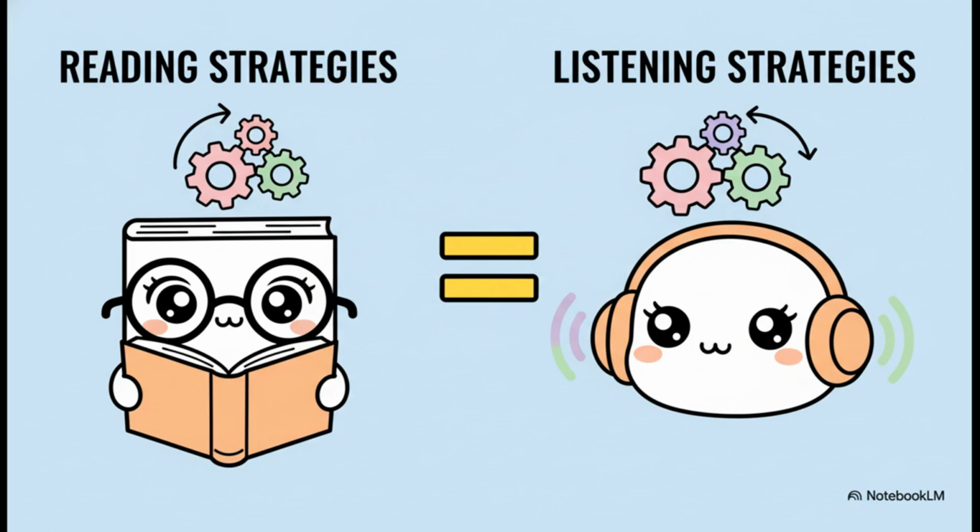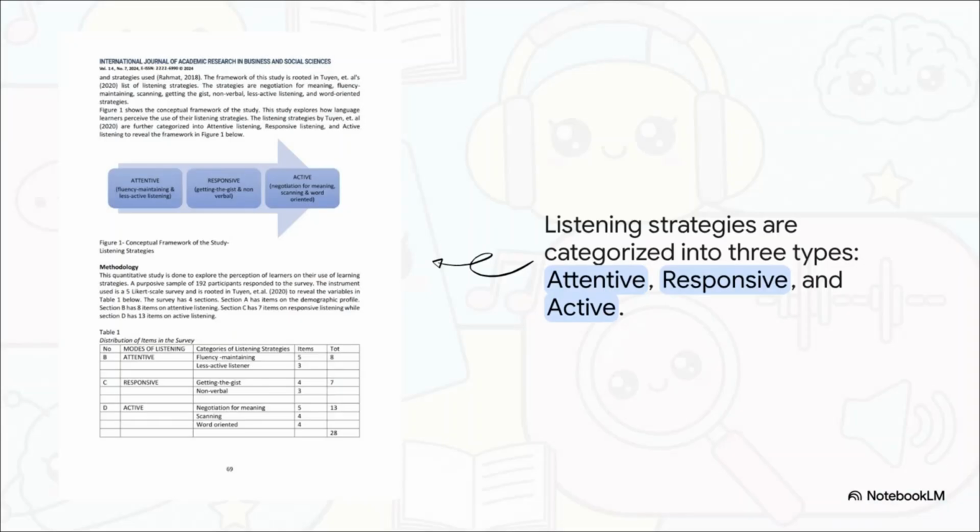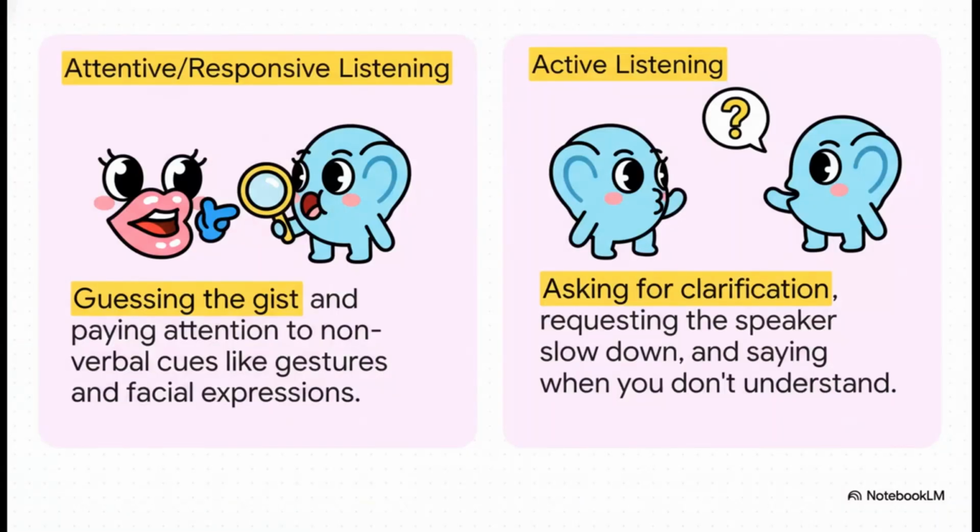And researchers have actually laid out a framework for it. This model might look a little academic, but the idea behind it is actually pretty simple. It all boils down to 3 different modes of listening. First, you've got attentive listening, which is about noticing the details. Second is responsive. That's about getting the general vibe, the main message. And third is active, and that's when you really jump in to make sure you're understanding. So the real skill here is knowing which mode to use and when.